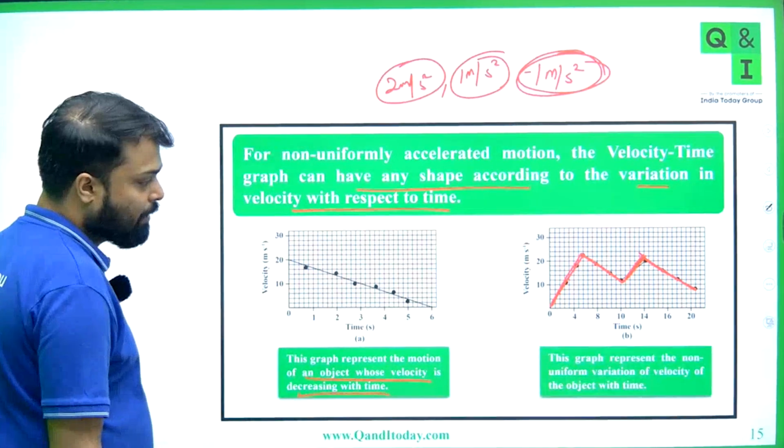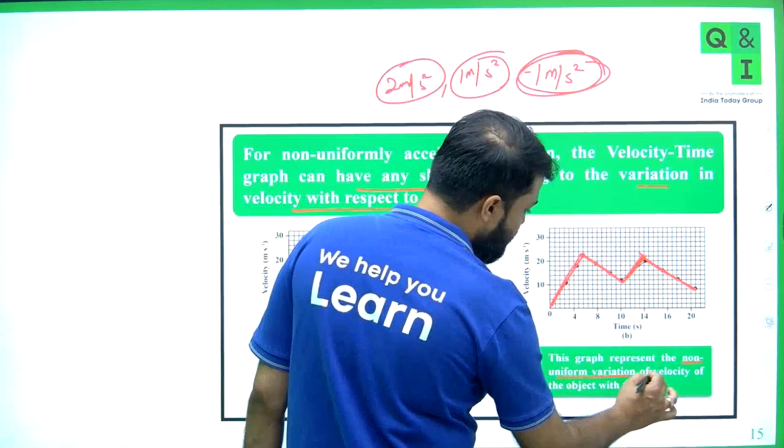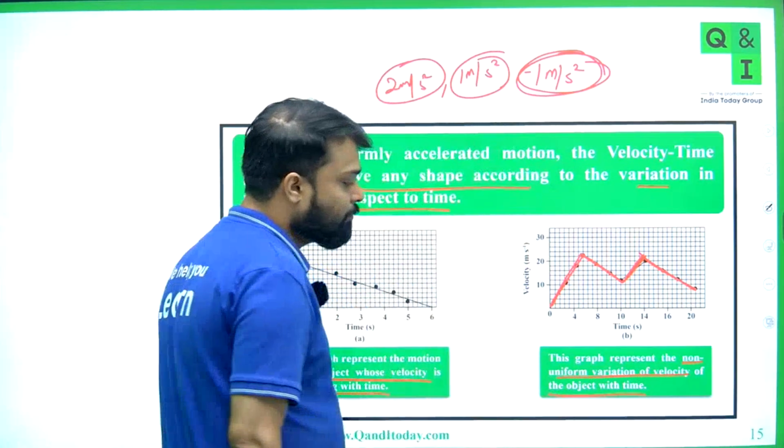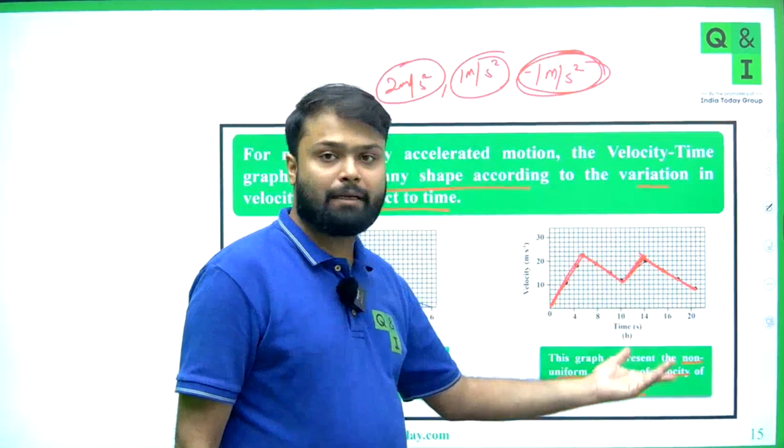So in the first, you can say the graph represents the motion of an object whose velocity is decreasing with time. Here the graph represents the non-uniform variation of velocity of the object with respect to time. Velocity is increasing, decreasing, increasing, decreasing.